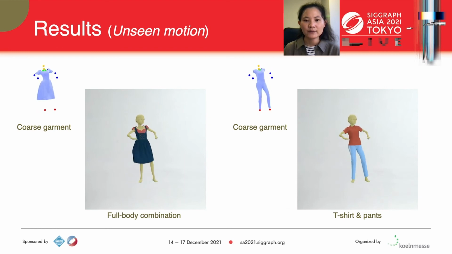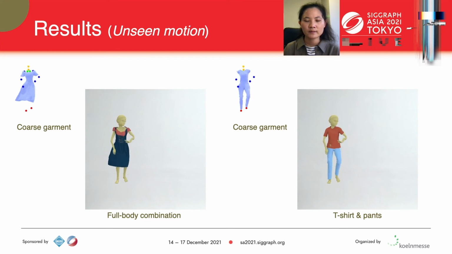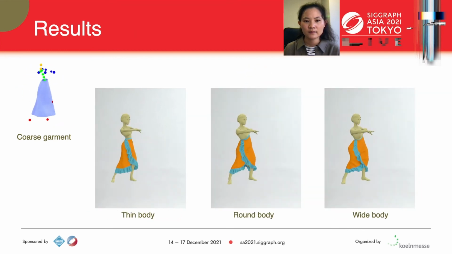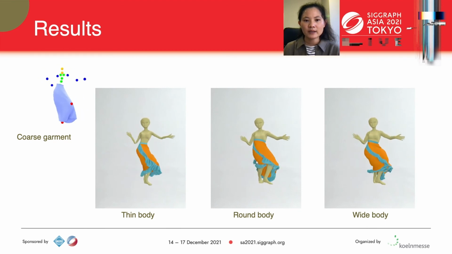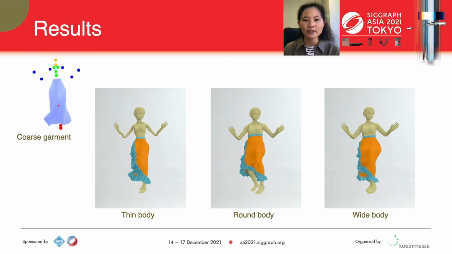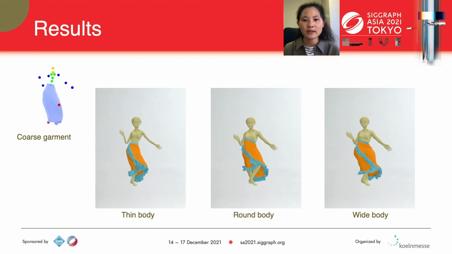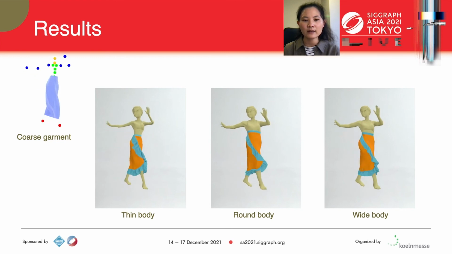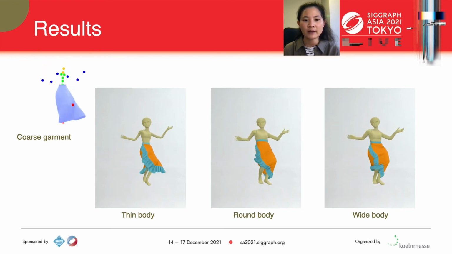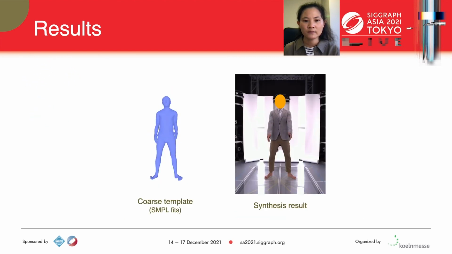Here we synthesize a full body dress with an unseen motion sequence. Given the dynamic neural rendering network trained for a thin body, we can fine-tune it to generalize across different body shapes. Please note how different garment outlines and wrinkle patterns are synthesized based on the underlying body shape.